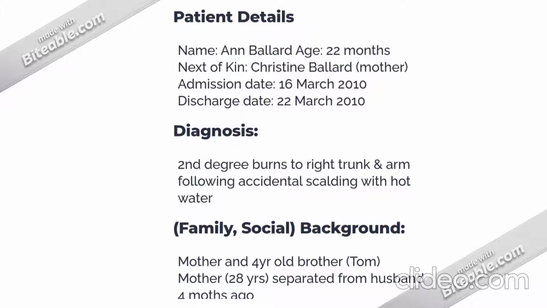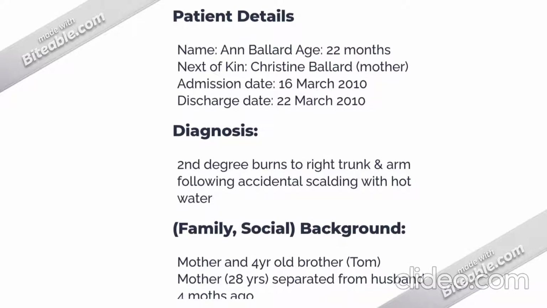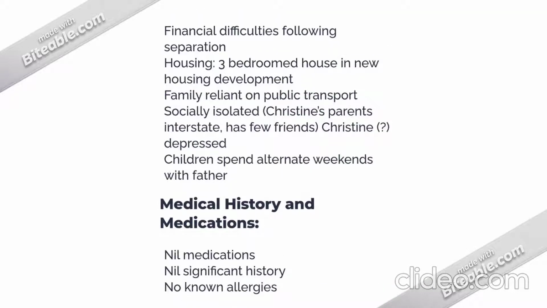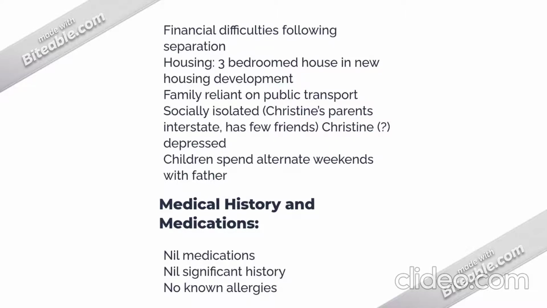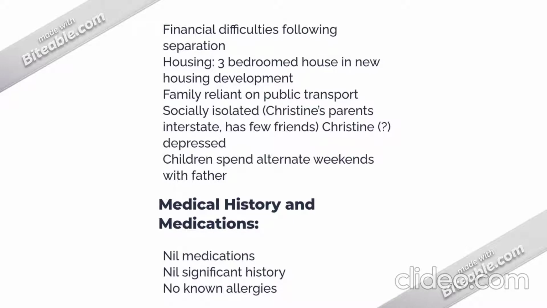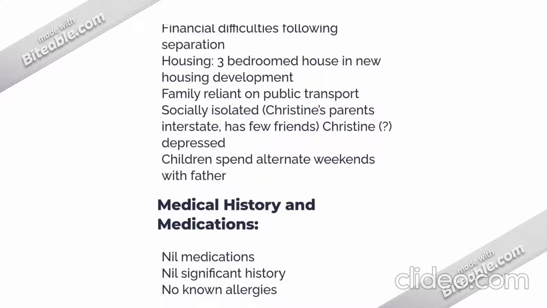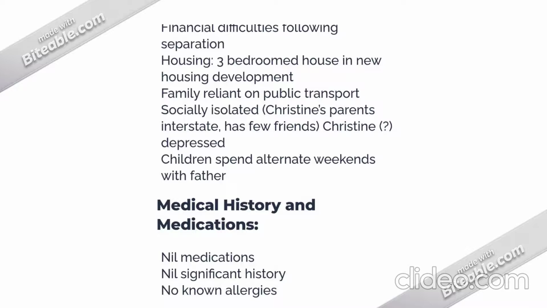Family and social background: mother and 4-year-old brother, his name is Tom. Mother is 28 years, separated from husband 4 months ago. Financial difficulties following separation. Housing, 3-bedroomed house in new housing development. Family reliant on public transport, socially isolated because Christine's parents are interstate and she has only a few friends. There is a query about her mother's mental status, whether she is depressed or not. Children spend alternate weekends with father. Medical history and medications: nil medications, nil significant history, no known allergies.